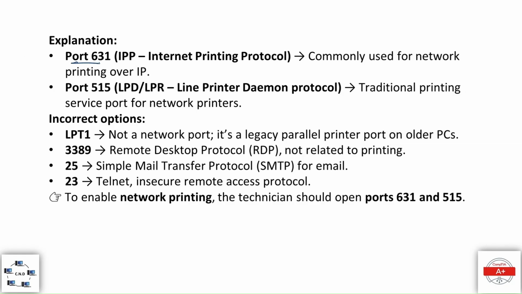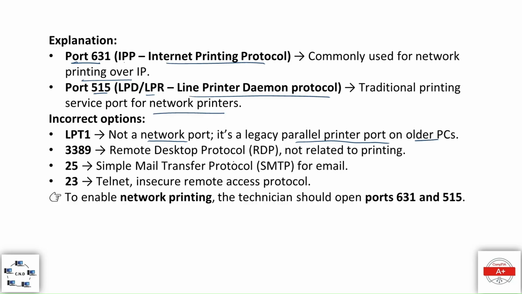So port 631, that is IPP, Internet Printing Protocol, is commonly used for network printing over IP. Remember 631, and then port 515, that is LPD or LPR, which stands for Line Printer Daemon Protocol. So it is the traditional printing service port for network printers. The incorrect options: LPT1 is not a network port. It is a legacy parallel printer port on older PCs.